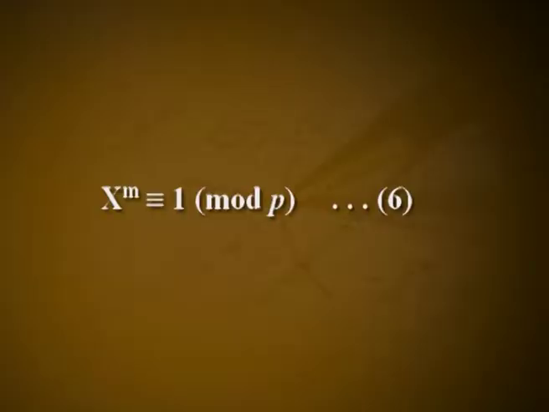Conversely, for any divisor m of p minus 1, the polynomial congruence x raised to m is congruent to 1 mod p, equation number 6, has at most m mutually incongruent solutions. Let b be an integer having exponent m mod p. Then b is a solution of 6. In fact, 1, b, b squared, etc.